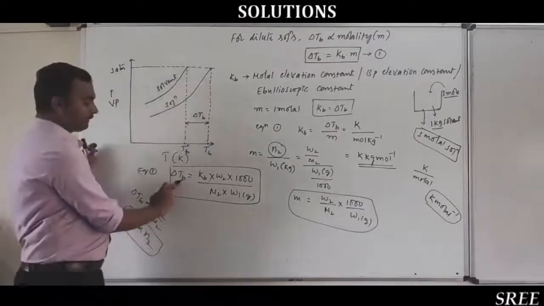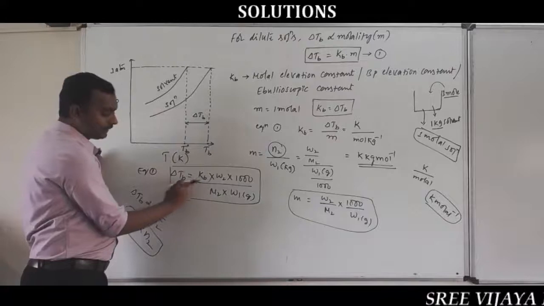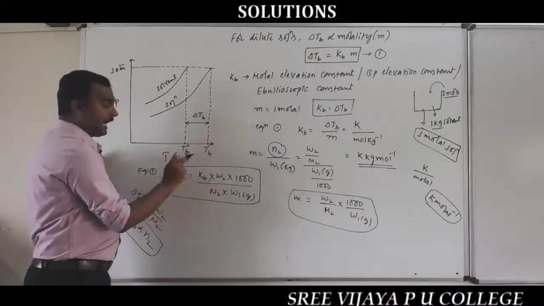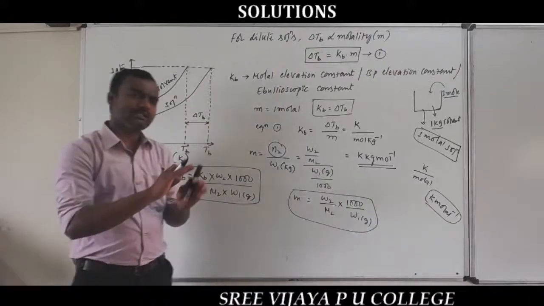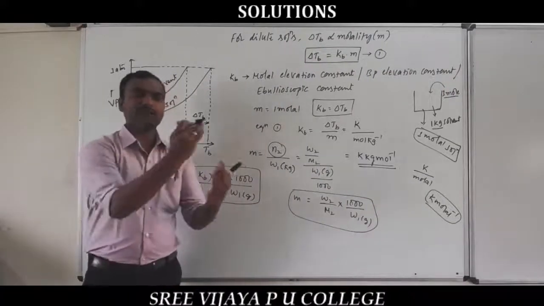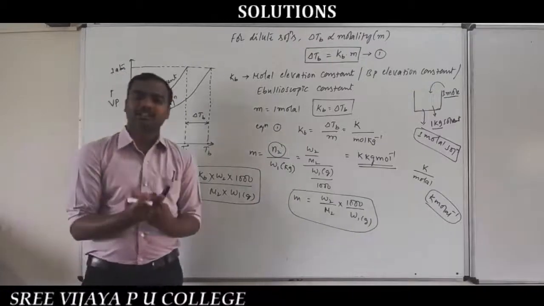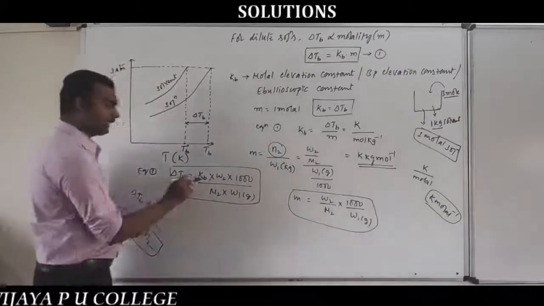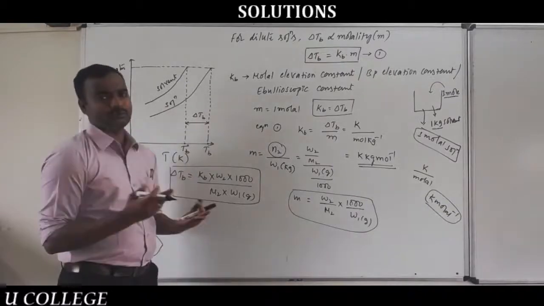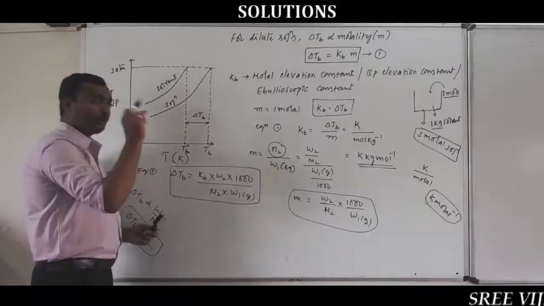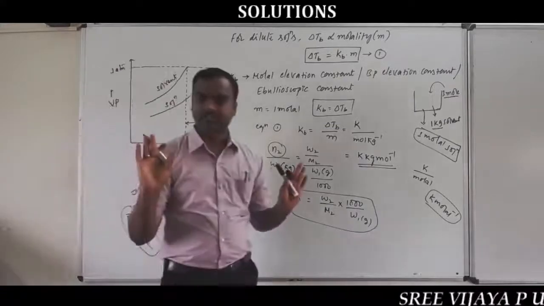Calculation is very important. Delta TB, elevation of boiling point. Kb, the ebullioscopic constant, is given in the problem. Kb value is different for different solvents. For water the Kb value is different, for ether it is different, and for another solvent the Kb value is higher. Totally, Kb is a function of the nature of the solvent. When the solvent changes, the Kb value changes, but for one particular solvent Kb is constant, it does not change.